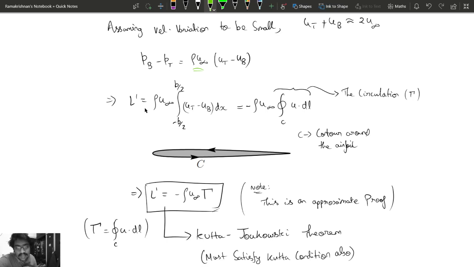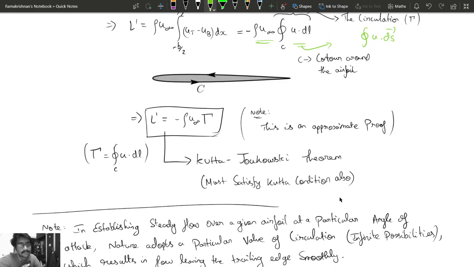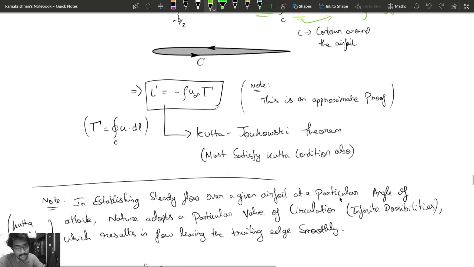And when I try to integrate my dL prime, I get L prime equals rho times U infinity times the closed loop integral of U times dl, but this is nothing but the circulation. Closed loop integral of U times ds or dl is nothing but the circulation. So we can also say that the lift per unit span is minus rho U infinity times gamma. This is the Kutta-Joukowski theorem, which we saw in the previous video, and we proved it through a different approach. This is an approximate proof, but the proof that we did earlier was a more exact proof, but it gives the same result more or less.